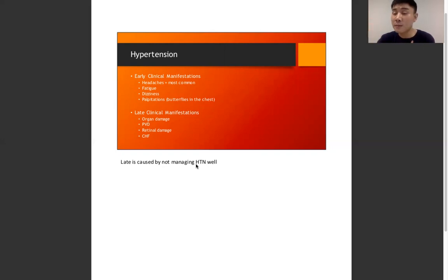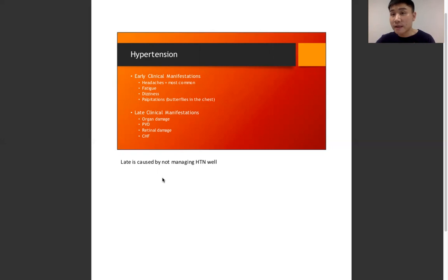Then we have PVD. PVD is peripheral vascular disease. It relates to the periphery, the extremities. Peripheral means the hands and the legs. It basically means that the hands and the legs do not get perfused because the blood pressure is so high. So the sensation is also diminished. And then we have retinal damage, damage to the retina and the eyes. And then CHF is congestive heart failure.